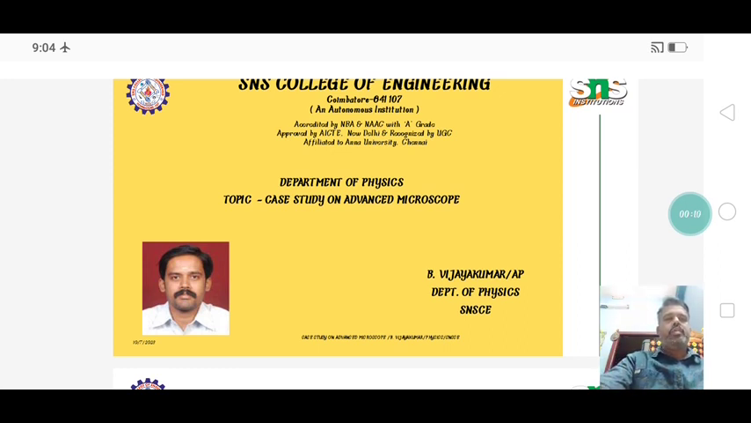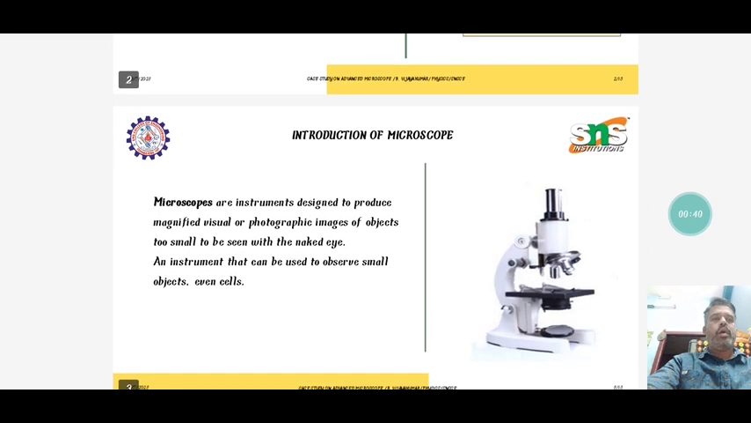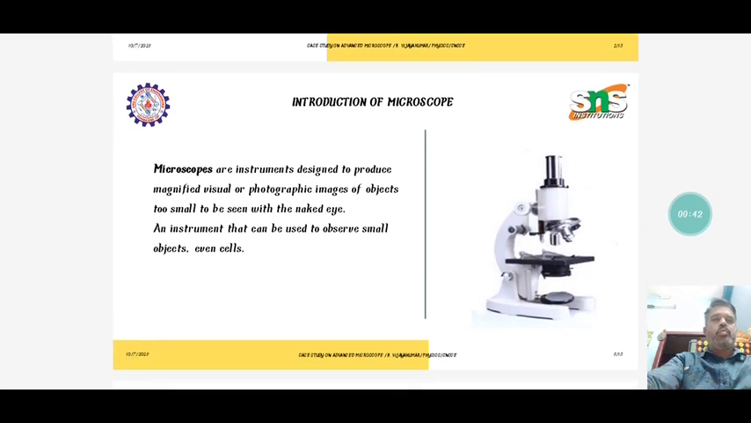Today I am taking the topic of case study on advanced microscopes. The microscope is a very important tool for magnification of smaller objects into bigger ones, for use in medical and research purposes. In the lower classes we discussed the optical microscope and lab microscopes. So we start today with an introduction to microscopes.